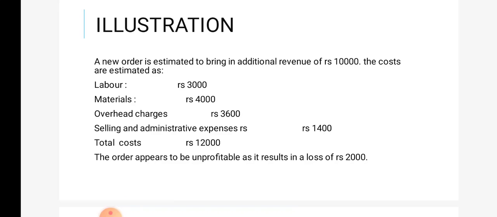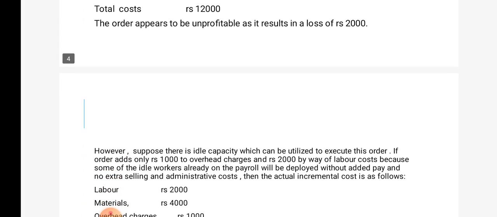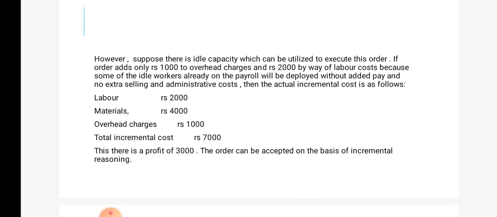The order appears to be unprofitable because the total revenue expected is rupees 10,000 and the total cost comes to around 12,000. So there is a net loss of 2,000. But if there is idle capacity in the firm which can be utilized to execute this order, that means there is excess plant capacity which was already idle, and also laborers who were idle without much work, they can be made use of at less cost.